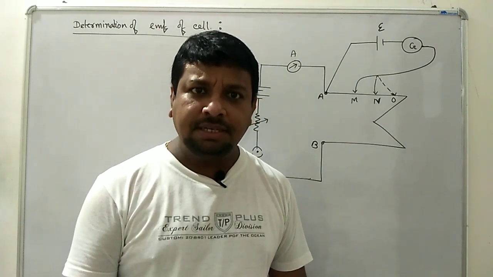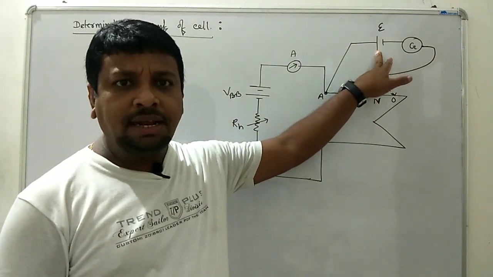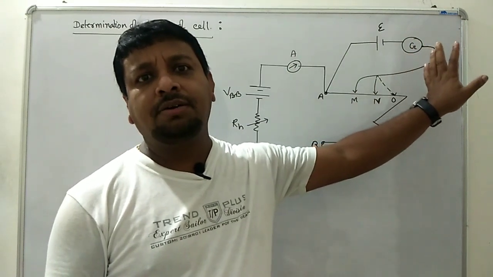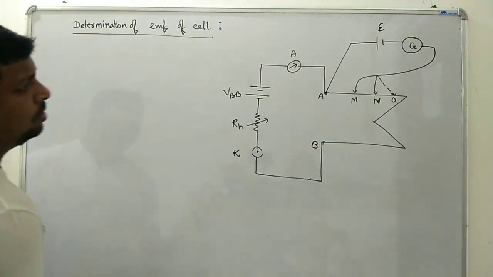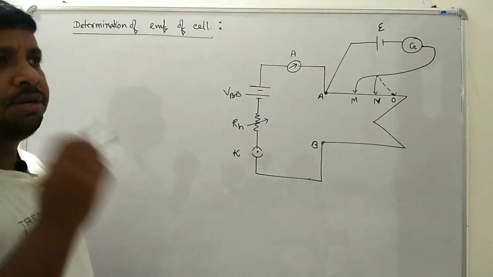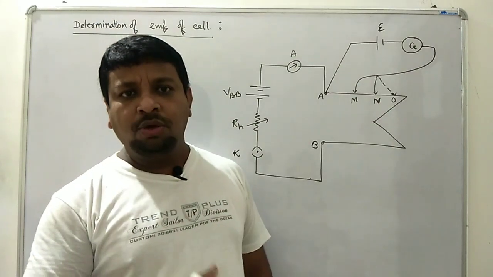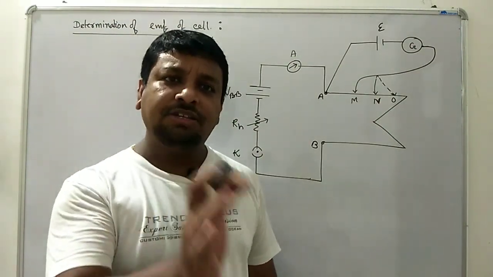That potential difference is equal to what? The sum of the EMF of the cell and the potential difference across the galvanometer. Okay, so now, when the Jockey starts at the point M, then the galvanometer shows a deflection on one side.